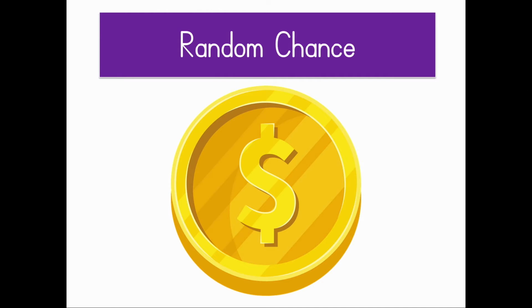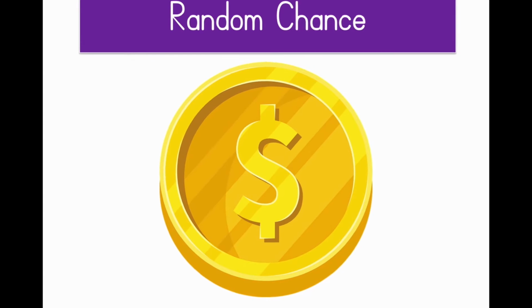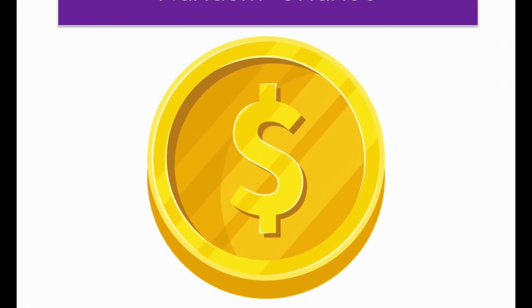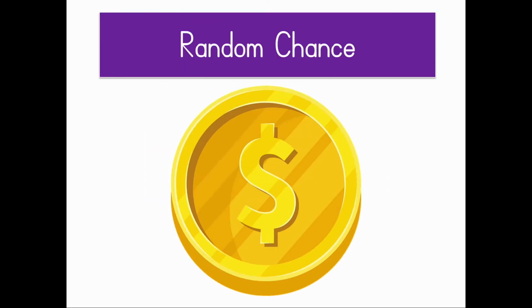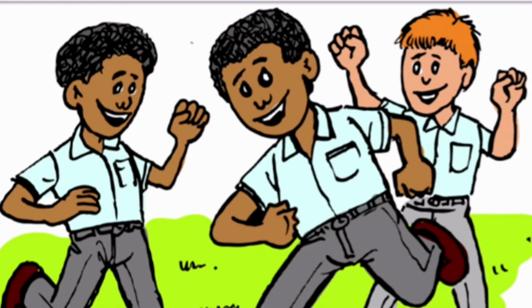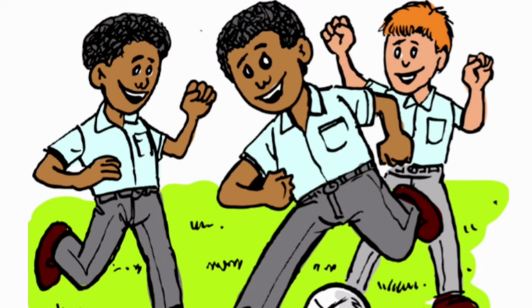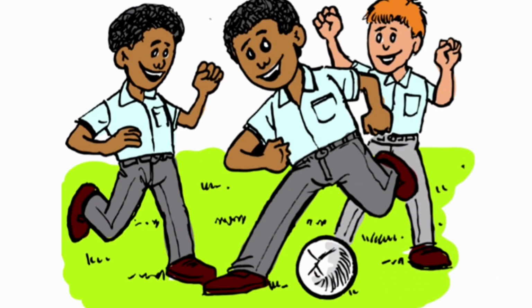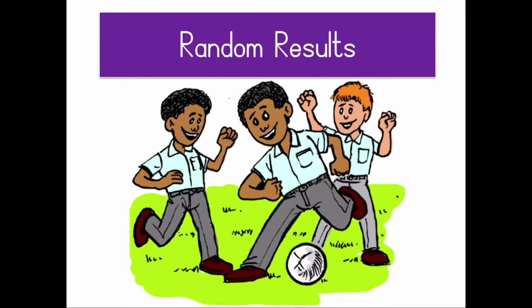Tell children not everything in life is so certain. For example, if we were to flip a coin, there is a chance that it might fall on heads, and there is a chance that it might fall on tails. The results of the coin toss is unpredictable. Ask children if they can identify other examples in which the results are random or uncertain. For example, whether the soccer team will win their match tomorrow, or whether it will rain next week.